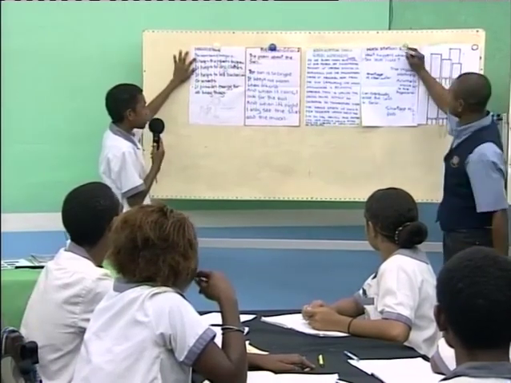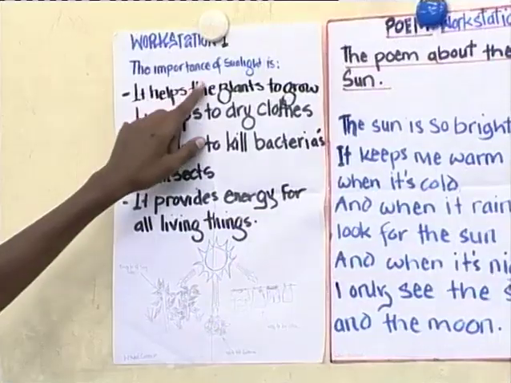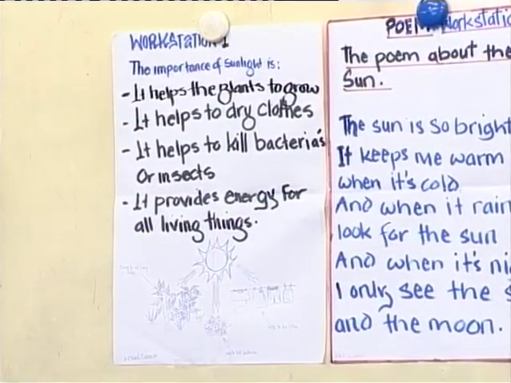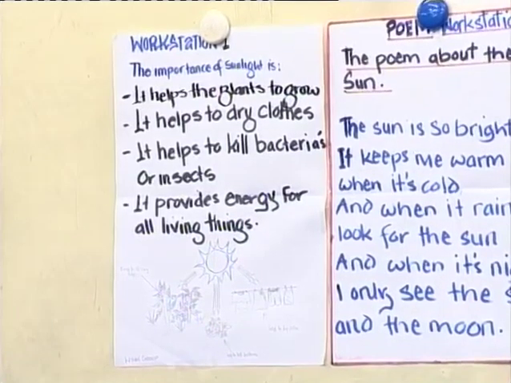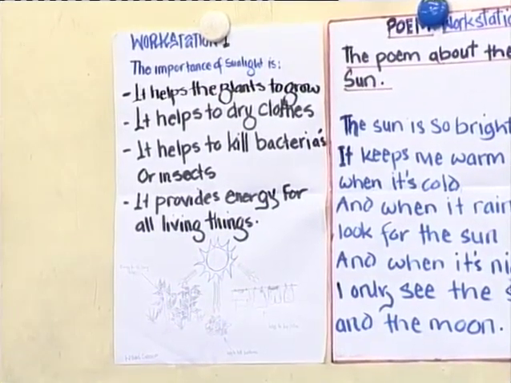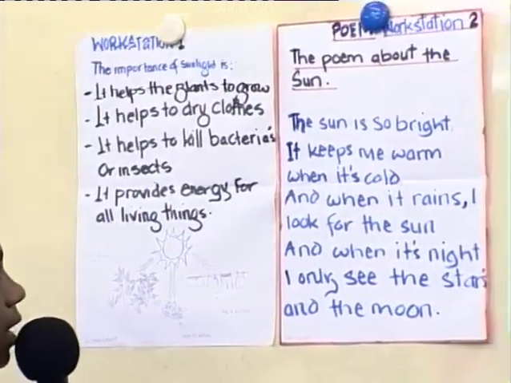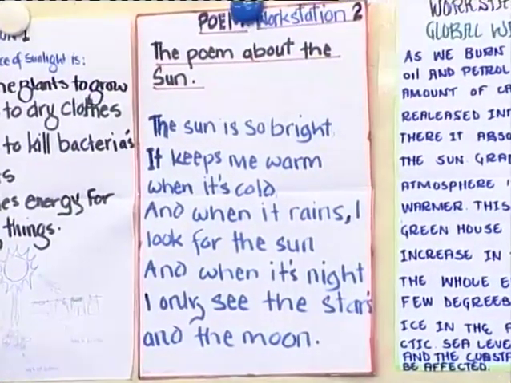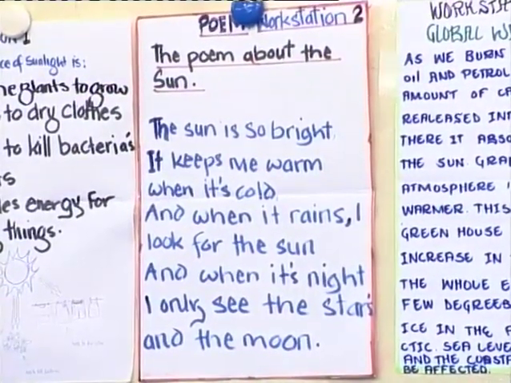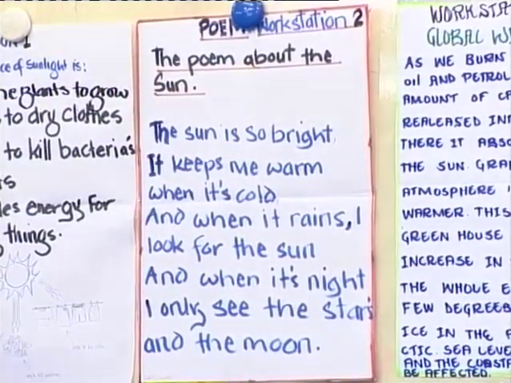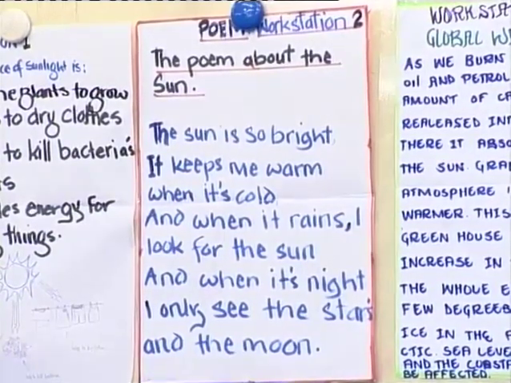The importance of sunlight is it helps the plants to grow, it helps to dry clothes, it helps to kill bacteria or insects, it provides energy for all living things. The poem about the sun. The sun is so bright, it keeps me warm when it's cold. And when it rains, look for the sun. And when it's night, I only see the stars and the moon.